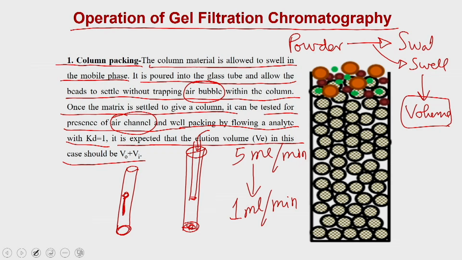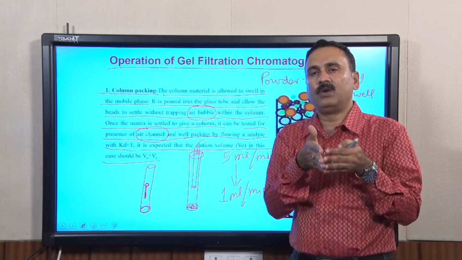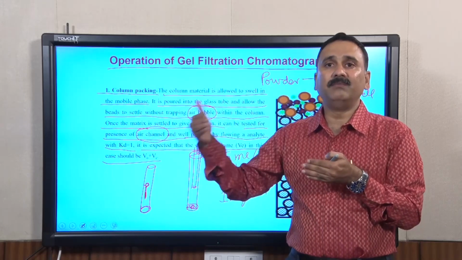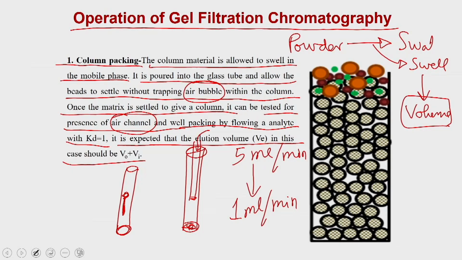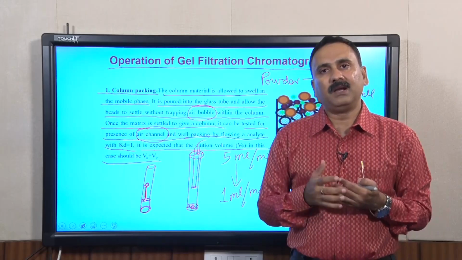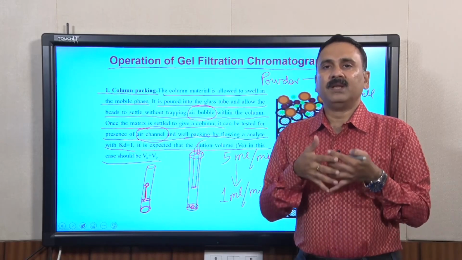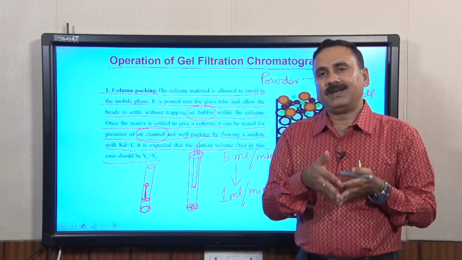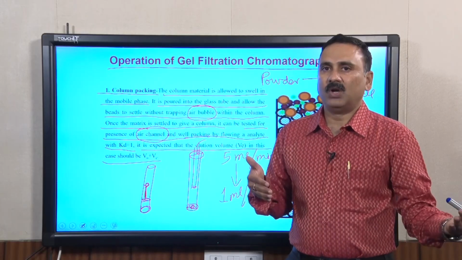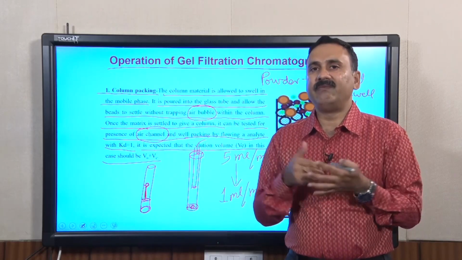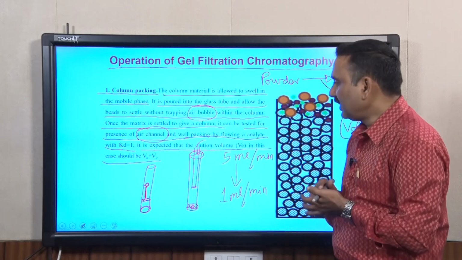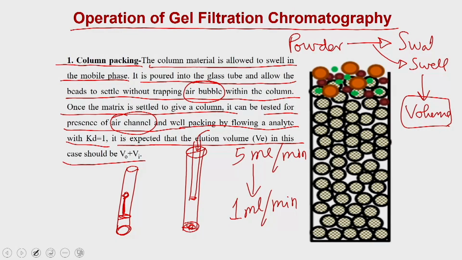So, they will travel within this channel, and they are not going to partition between the buffer you are using and the pores present on the beads. Because of that they will mix up with the molecules already present in that layer, and as a result they will not follow the principle of gel filtration chromatography, which means they are not going to be separated nicely. They will get mixed up with the other molecules, and overall it is going to affect the separation or resolution of this particular column. Now, the question is how you can test that there are no air channels.